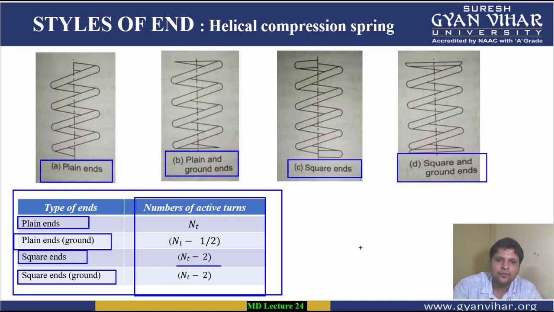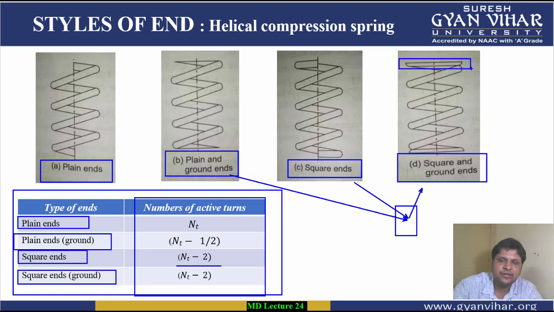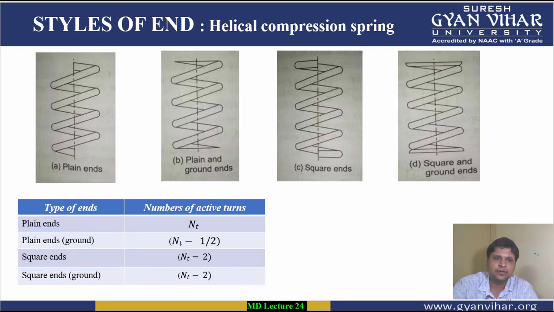Now if we take a combination of ground as well as square ends, then we will get the square and ground ends. Here the ends are squared also, and they are machined also, so that they can be kept somewhere, they can be easily fitted somewhere. In these cases the number of active coils is not equal to the total number of coils, but you will have to subtract 2 from the total number of coils in order to get the active number of coils. All right, so these are the different ends.